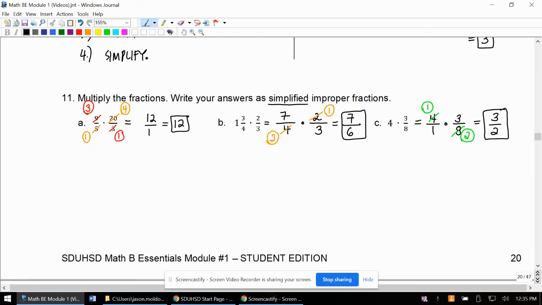And that is multiplying fractions. Multiplying fractions and dividing fractions are two skills we use a lot in this class.